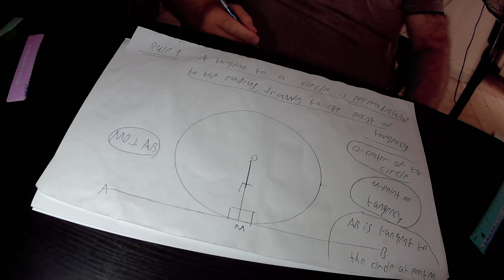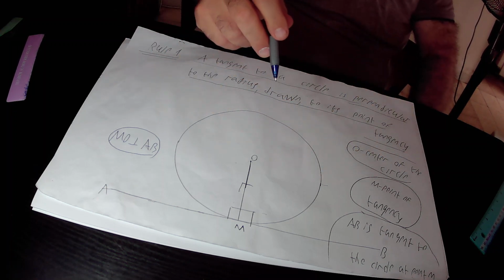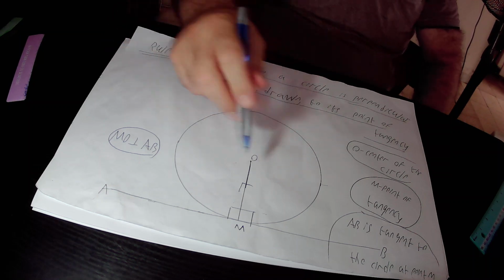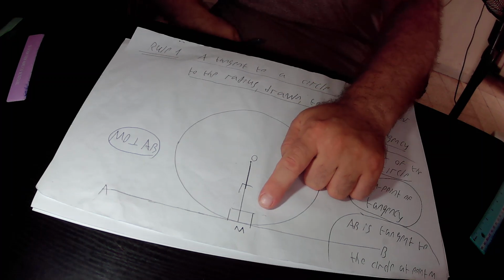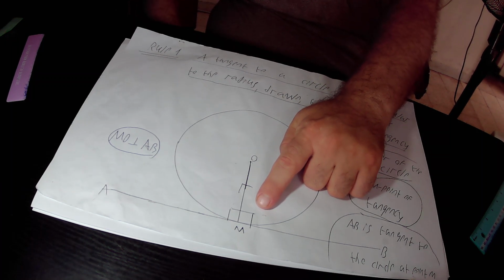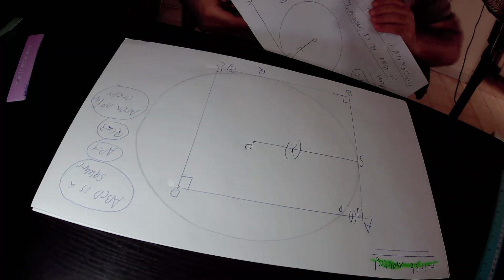And whenever you have a radius that is drawn to the point of tangency, then tangent AB will be perpendicular to the radius MO. If AB is perpendicular to MO, it means that this angle equals 90 degrees, and this angle also equals 90 degrees according to this rule, rule 1. So we can actually implement rule 1 in our drawing.